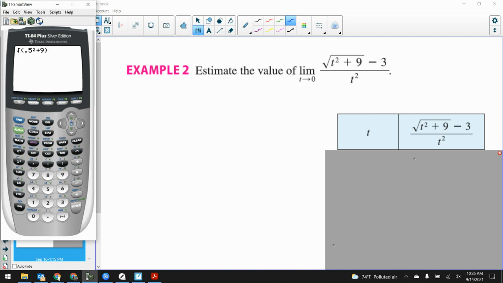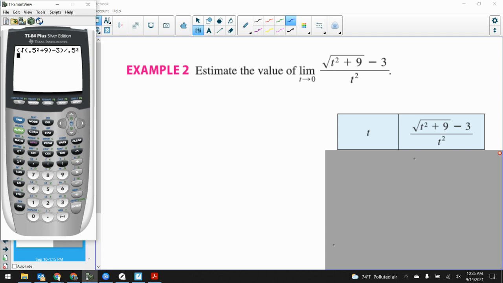And my parenthesis for my square root. And then minus 3. Oh, you know what? I have to put this whole top in parentheses. I got to go all the way up here. The whole top in parentheses, divided by, and then I've got 0.5 squared, t squared. So I'm going to plug in 0.5.